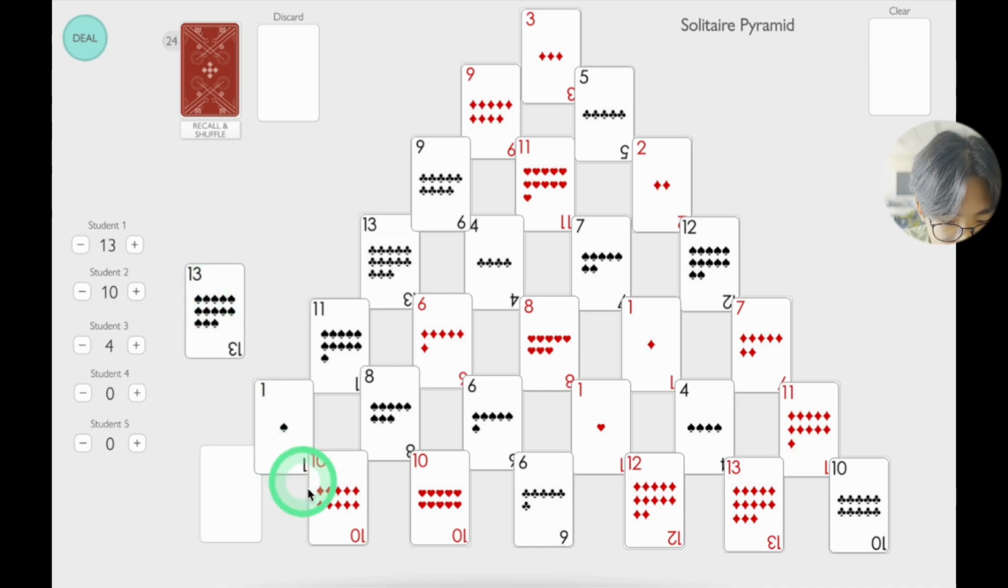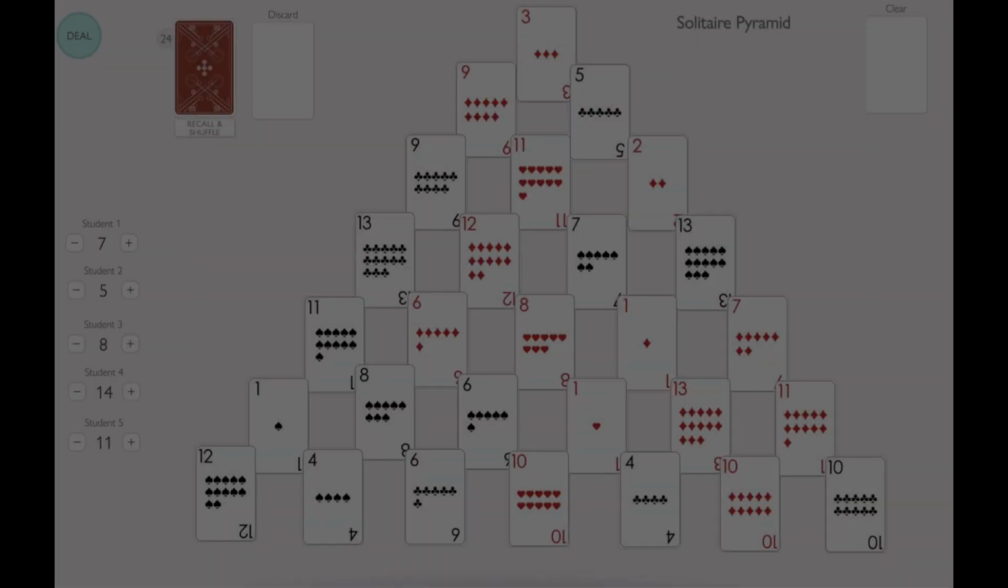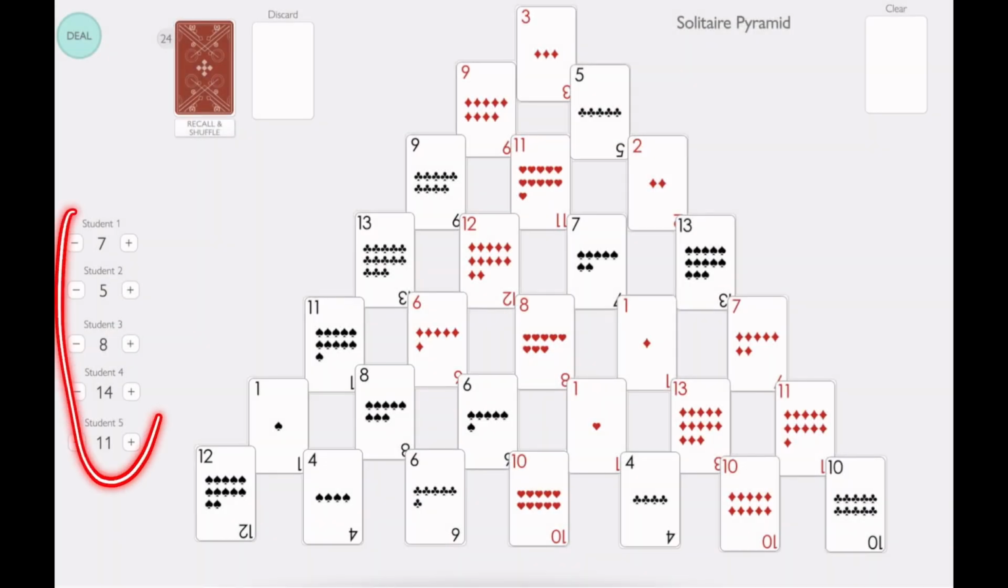An example of a card becoming exposed would be this one over here. Let's say the 13 and 10 have been used. Now there are no other cards touching the bottom corners of the 1, hence the 1 is now exposed and can be played.